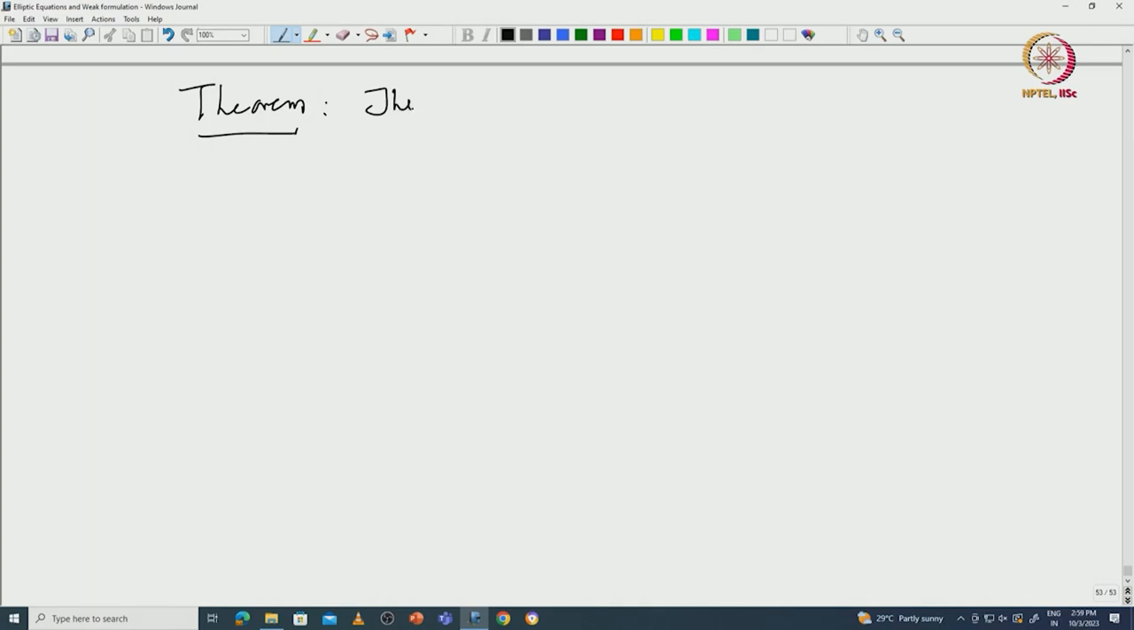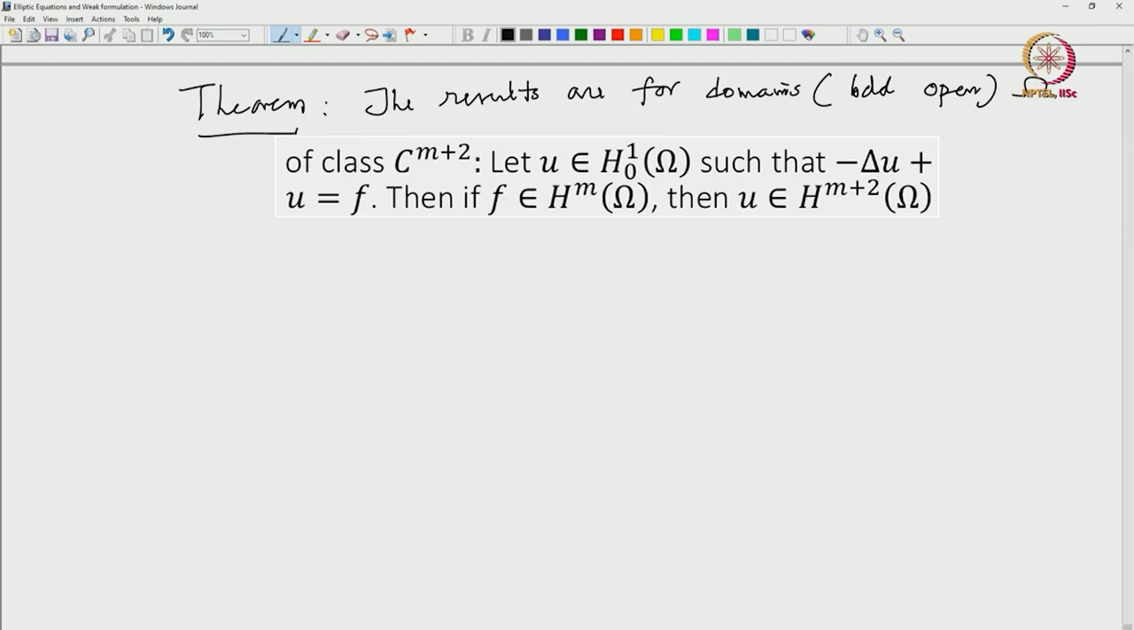The results are true for bounded open domains Omega of class C^(m+2). You need that much extra regularity. If f is in H^m of Omega, then u is in H^(m+2) of Omega, and the norm of u in H^(m+2) of Omega is less than or equal to a constant times the norm of f in H^m of Omega.